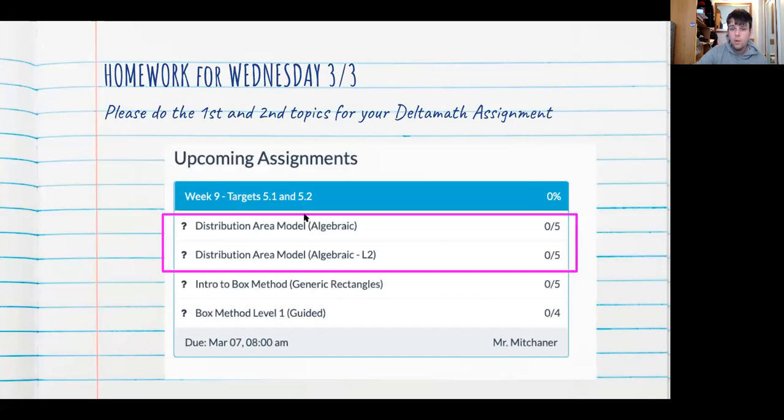So let me go ahead and clear this and go to the homework. For your homework, I want to make sure you do the first 2 Delta Math topics for week 9. These cover the area model. So these are both using the area models pretty extensively. You have to understand it to be able to do it. This is the homework assignment for our first day here.